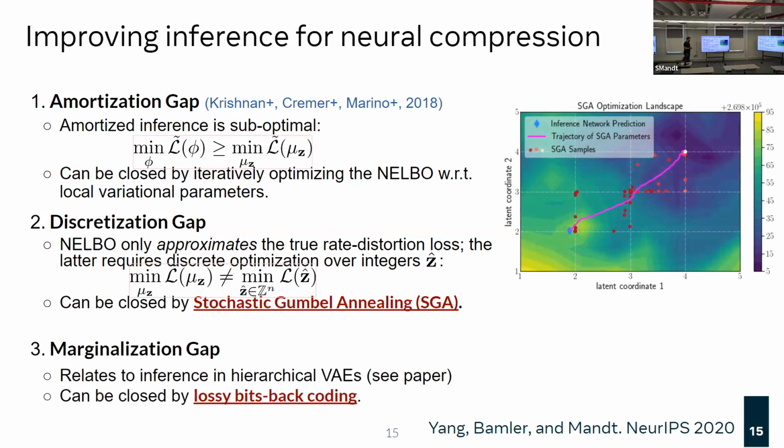The last suboptimality is a little bit too technical to explain. It's called the marginalization gap. This has something to do with lossy bits-back coding. It's something that Rich also worked on a long time ago. And this relates to inference in hierarchical VAEs, but if you're interested in that, I refer to the paper.